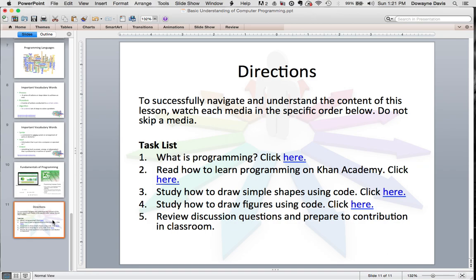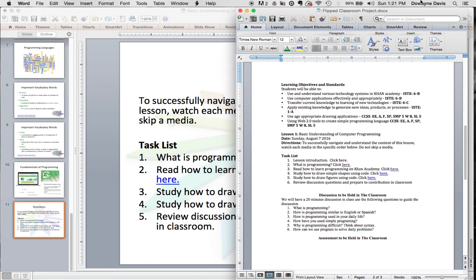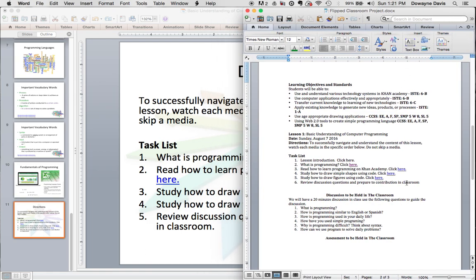So, directions. Everyone's going to receive a handout via email. I will send you the instructions. We've gone over the learning objectives, which are right here, and this is lesson number 1. I want everyone to take a look at the task list, and there are various links that you'll need to click on. I want you to follow these in sequential order, because if you do not, you won't be able to understand and navigate the content properly.